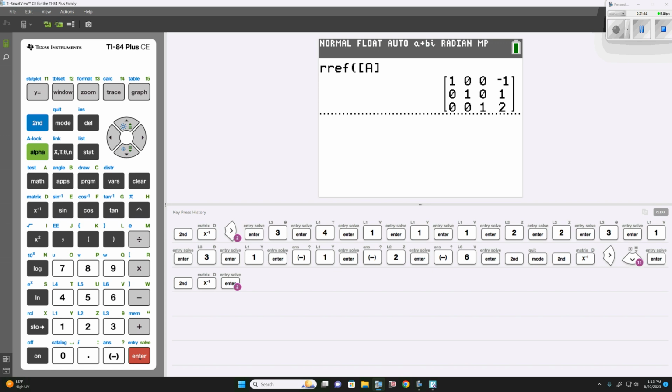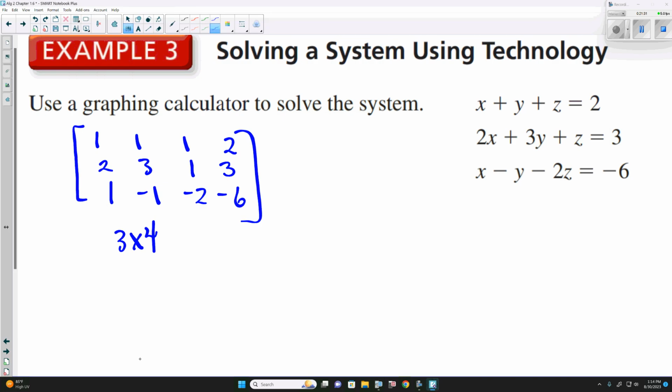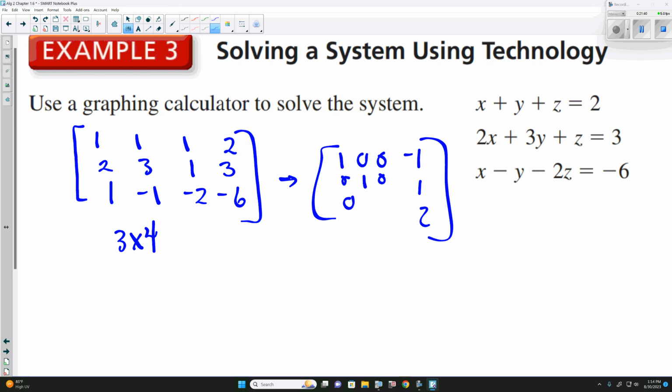Do we have this here? Go on and hit enter. So you have this here, yes? So you don't have to rewrite it. I'm just rewriting it so we can see it.